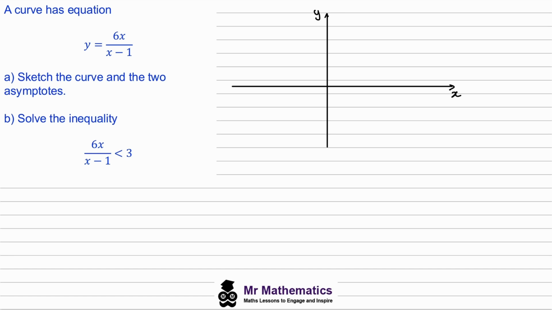The first one is when x equals 0. Well, if we substitute 0 into here, then we get 6 times 0. Our numerator will be 0, so y will equal 0.